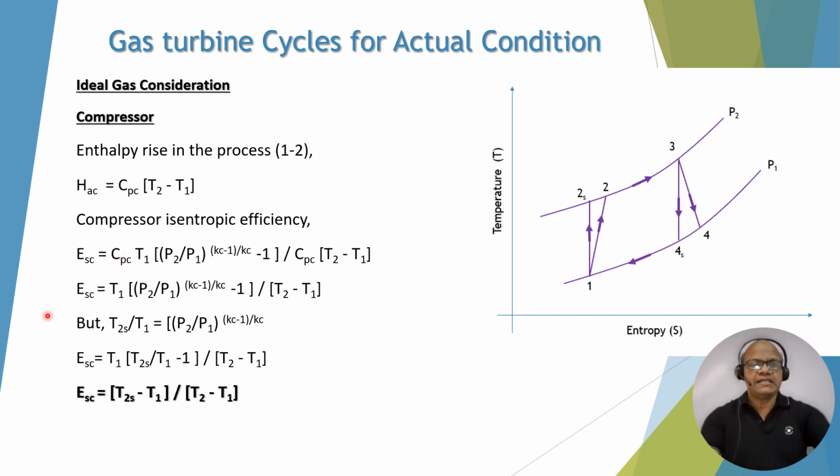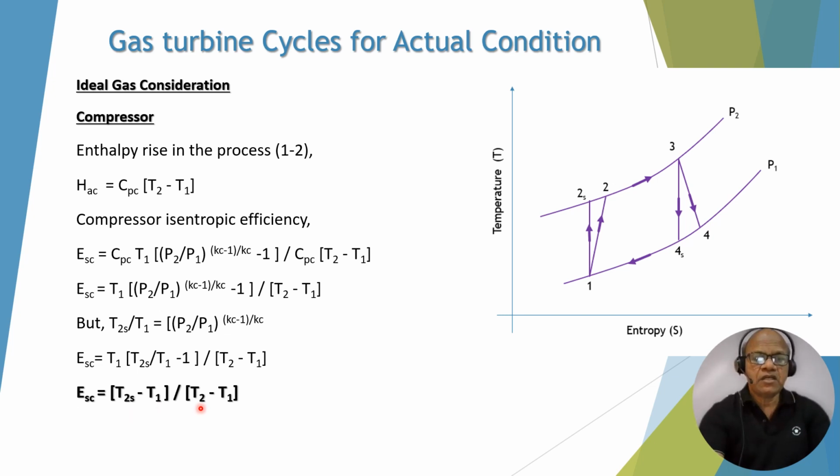We can write ESC is equal to, C stands again for compressor, so isentropic efficiency T1 into P2 by P1 to the power Kc minus 1 upon Kc, divided by T2 minus T1. But T2s upon T1 is equal to P2 by P1 to the power Kc minus 1 upon Kc. So we can replace this. We can write ESC is equal to T1 into T2s upon T1 minus 1 upon T2 minus T1. So further we can write ESC is equal to T2s minus T1 upon T2 minus T1.